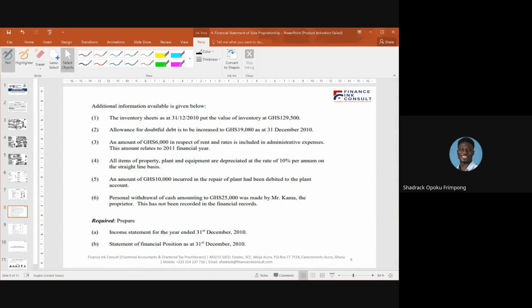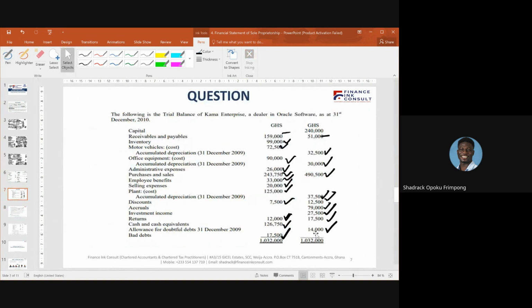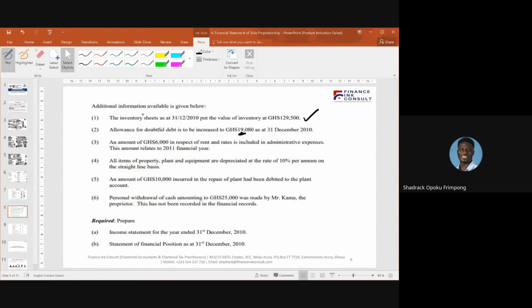Then anytime they give you financial statements, there is what we call the additional information. So they are giving you additional information, right? So the inventory as at 31st December 2010. So this is your closing inventory. Allowance for doubtful debt is to be increased to 19,000 as at 31st December. So we have allowance for doubtful debt as what? 14,000 here. And the examiner is now saying that, listen, we want you to increase your allowance to 19,000.